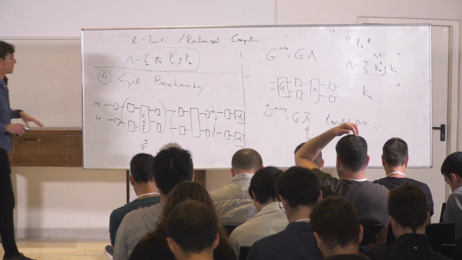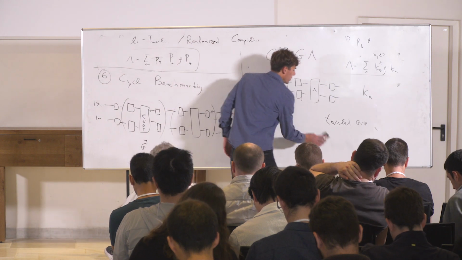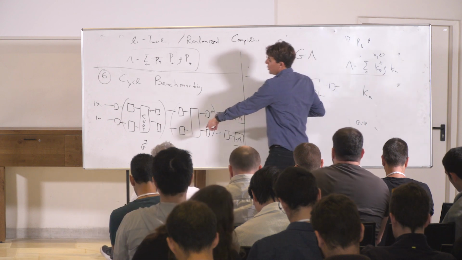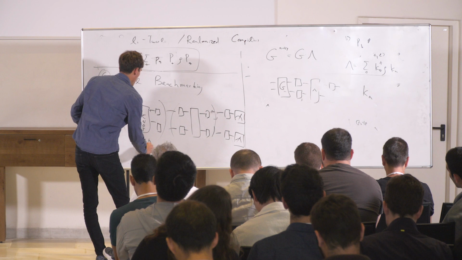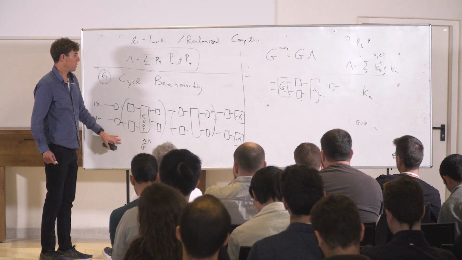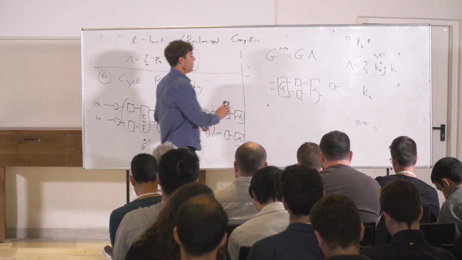Okay, how does this come about? So for now, the protocol is clear. I just apply G hat n times, and then prepare some state and measure some state. So let's take an example.